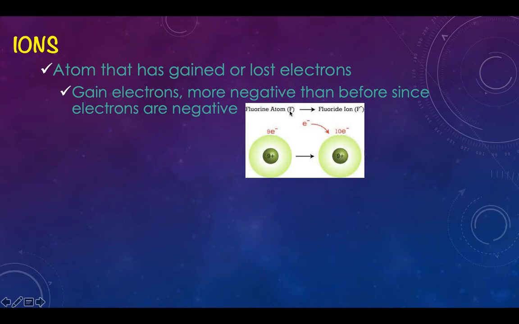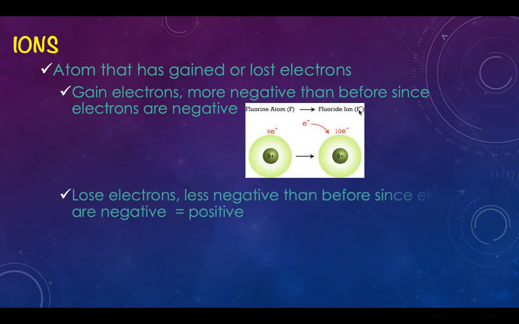So that's kind of the difference. This would be the symbol for a fluorine atom. This would be the symbol for the fluorine ion if it's negative. If you lose electrons, that's less negative than before because electrons are negative. So then that would equal something that's positive.